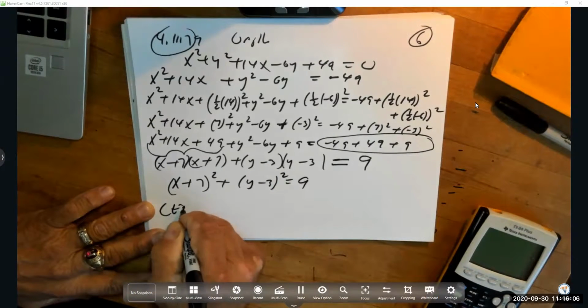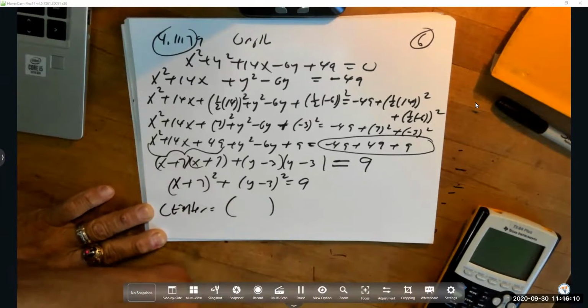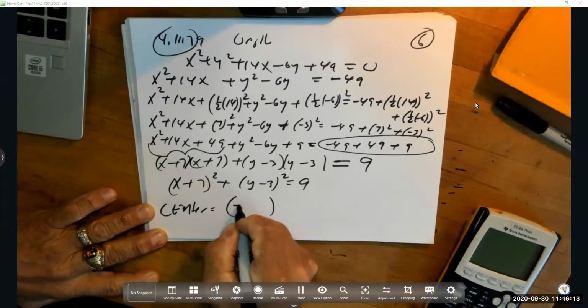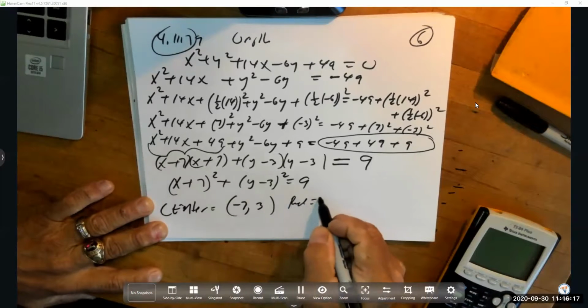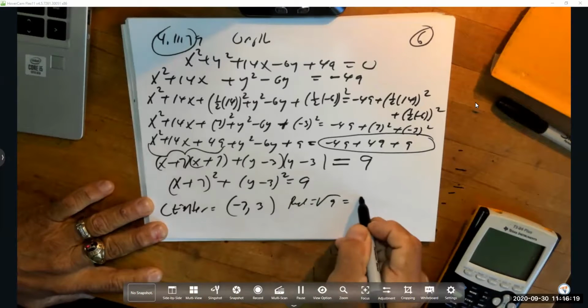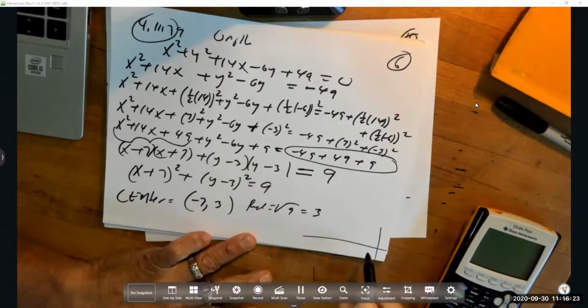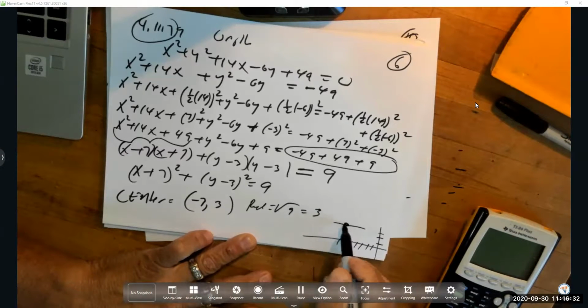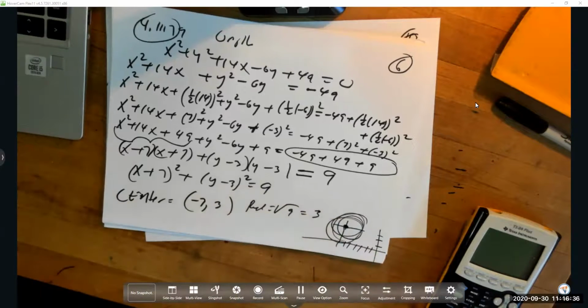So the center of this new one, what is the center? Negative 7, 3. And the radius is square root of 9. What's the square root of 9? 3. So negative 7, 3. It's going to go like this: 1, 2, 3, 4, 5, 6, 7, and up 3 spaces. So it goes right there. And then you're going to go 3 and 3 and 3 and 3. So it looks like right there. That make sense?